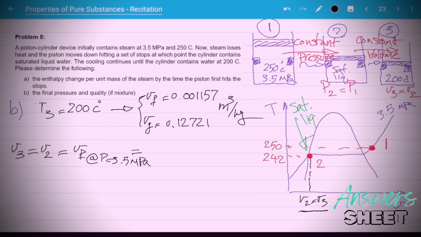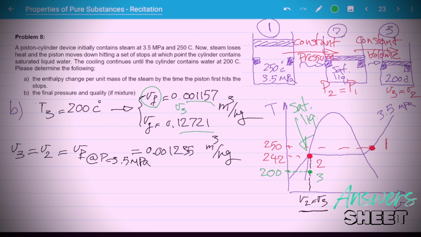Now, as you can see, our specific volume is between these two numbers, right? It's slightly larger than the specific volume of saturated liquid, just a bit. So we are in a mixture. Now, if we are in a mixture, it automatically gives us the pressure because we already know the temperature. Let me show you. Final temperature is 200 degrees. And if I follow the green line, I hit the black line here. So this is my third state, final state, right, in the mixture.